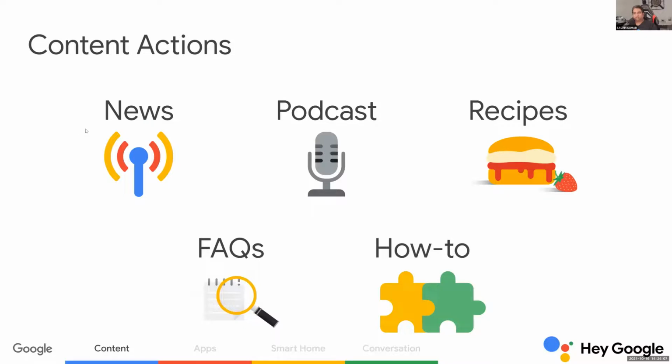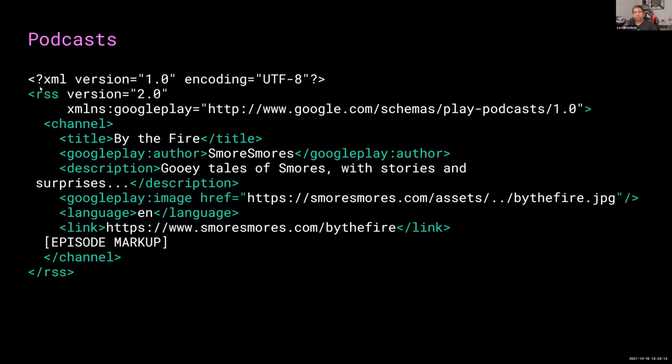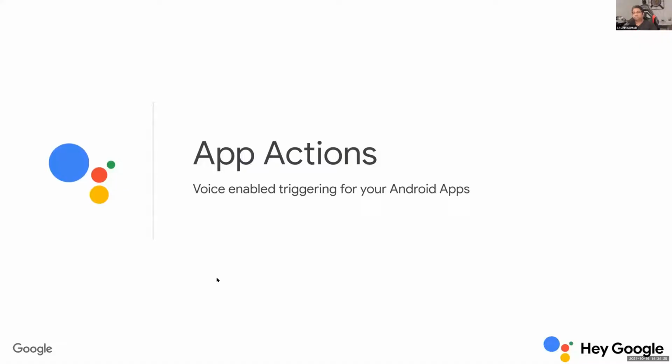So if you're into content actions, especially when it comes to news, podcasts, recipes, FAQs, and how-tos, do check this out. All you need to do is make sure that your website follows specific schema markups, right? In podcasts, as an example, this is all you need to do.